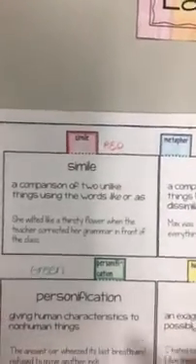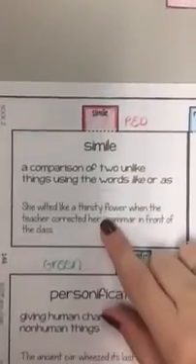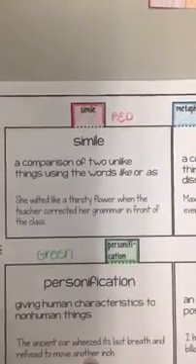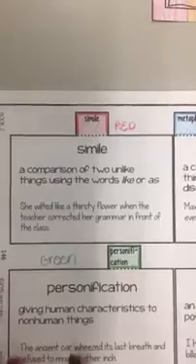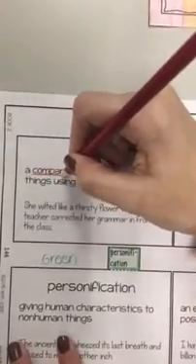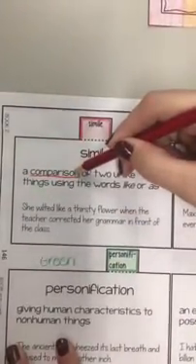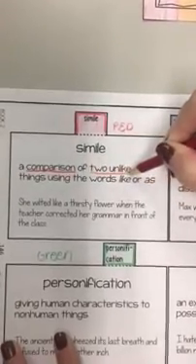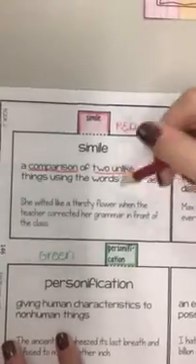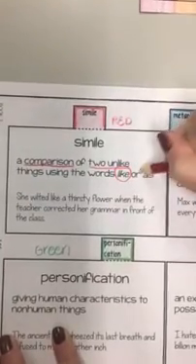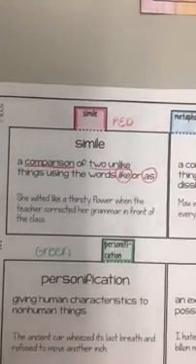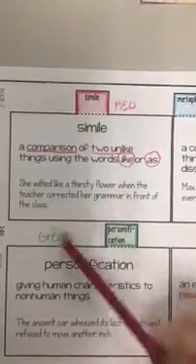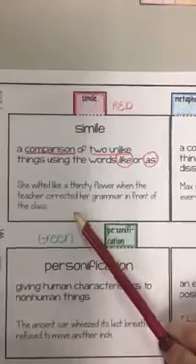Simile, metaphor, personification, and hyperbole. Simile is a comparison of 2 unlike things using the words like or as. So we're going to compare, which means we're going to say how they are alike, even though they are 2 unlike things. And then the key words, similes have to have like or as. So we have, she wilted like a thirsty flower when the teacher corrected her grammar in front of the class.